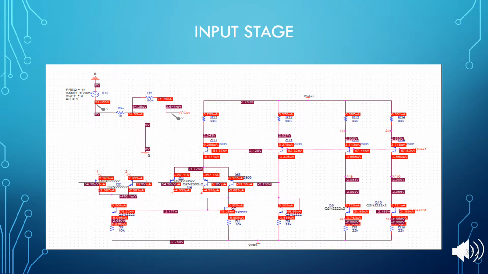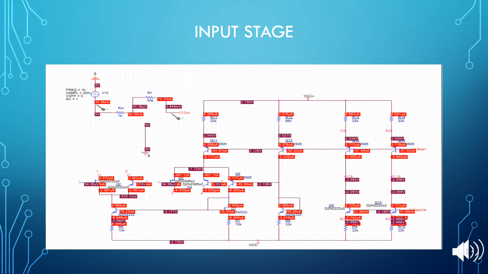This is my input stage for the NE5234. And as you can see, I have my currents and voltages listed after running the simulation. When I first ran the simulation after building out each stage, I had a lot of issues in my input stage where I wasn't getting the correct current going through the collectors of Q13 and Q14. So I had to change my V sine parameters around a little bit so that I was getting somewhat close to 6 microamps for Q13, Q14, Q9, and Q10.